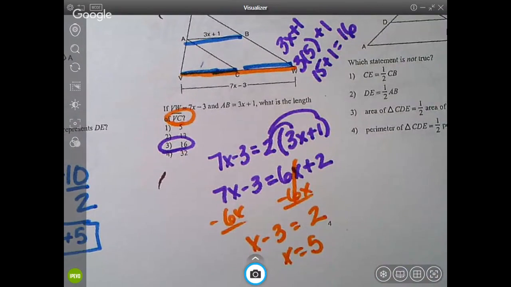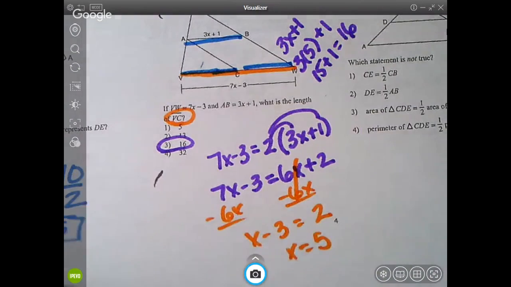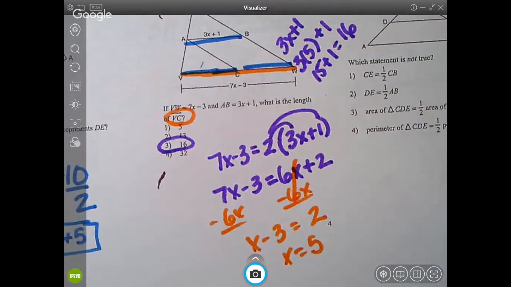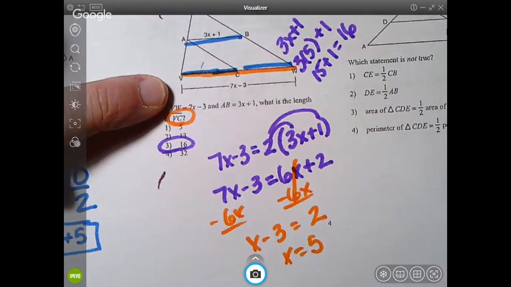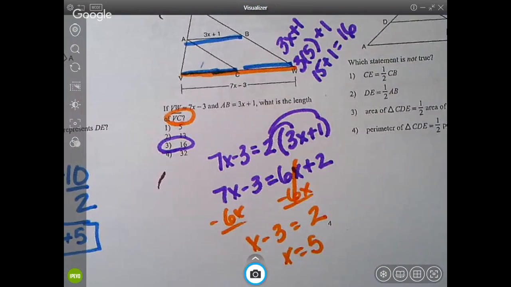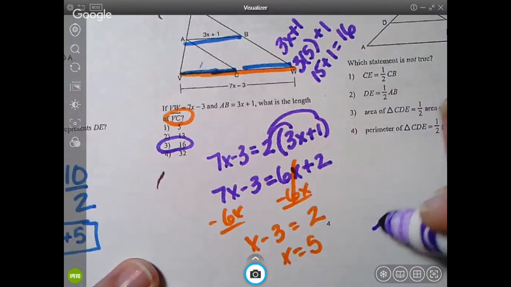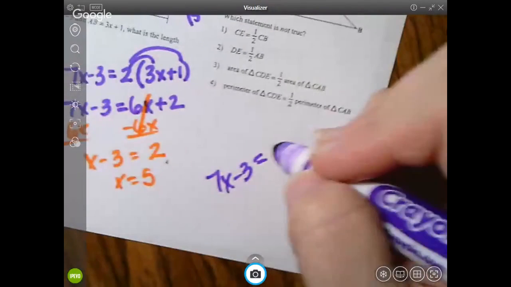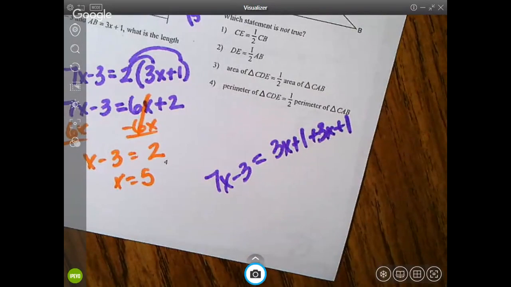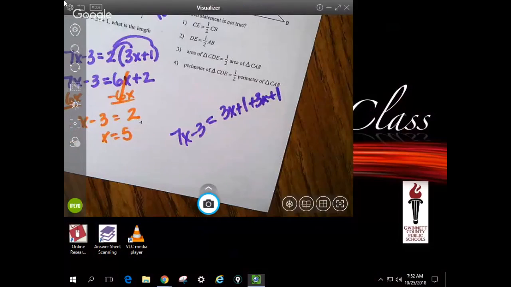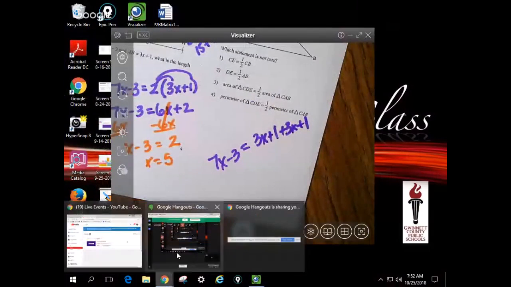Okay, well, I just got one more question. Ma'am. Okay, so why did you say to multiply by 2 in the beginning? Because 2 shorts equals 1 long. So if I wanted to, I could have written it 7x minus 3 equals 3x plus 1 plus 3x plus 1. Because it's 2 shorts equals 1 long. Okay? All right, guys, hold on for 1 second, please.